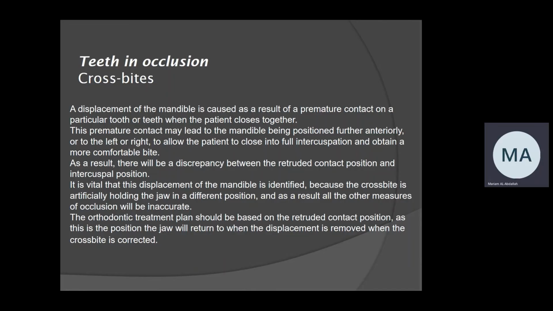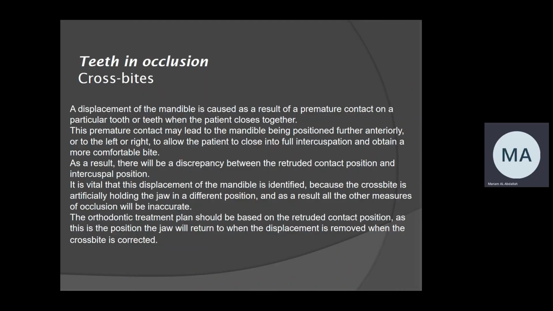A displacement of the mandible is extremely important to be detected as soon as you realize that the patient has a crossbite. So every crossbite is associated with mandibular displacement unless proven otherwise. So if you have a crossbite, you need to check centric relation, centric occlusion. If there is any premature contact, any mandibular displacement, this mandibular displacement could be to the anterior, could be to the lateral side, maybe to the left, maybe to the right. So it's very important to look at any signs of mandibular displacement if you have crossbite.